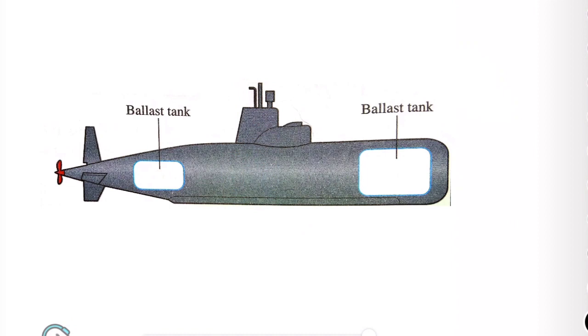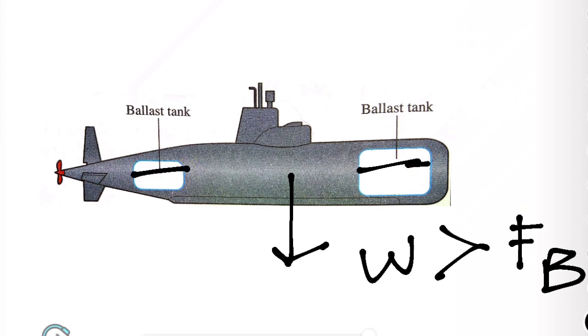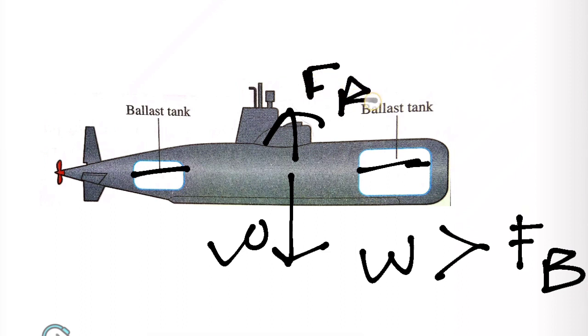So, how do submarines apply the same concept? Submarines have ballast tanks where the water will flow in and out. When the submarine wants to sink, the weight must be greater than the buoyant force. So, water will enter the ballast tank, causing the weight of the submarine to increase. Thus, the weight will be greater than the buoyant force and the submarine will sink.